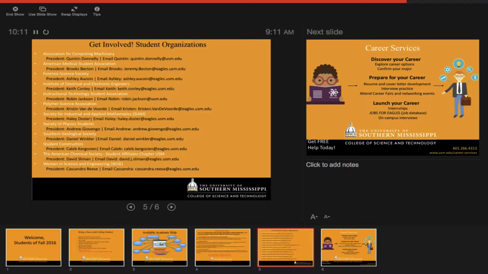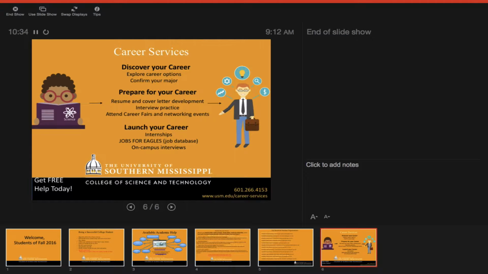If you're in computer science, the computing one, forensic science, there's a Forensic Science Society. There's Tri Beta, which I don't think I have listed up there, for those of you in biology. Women in Science and Engineering is a good one. So there's a whole list of potential student organizations that you can get involved in, and I highly recommend that you get involved in at least one student organization here on campus.